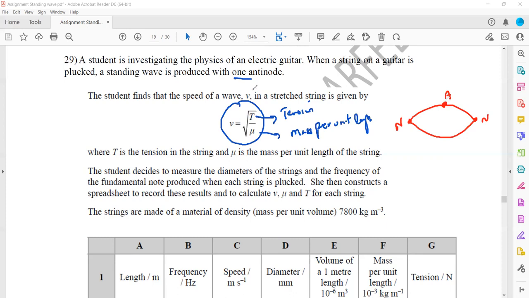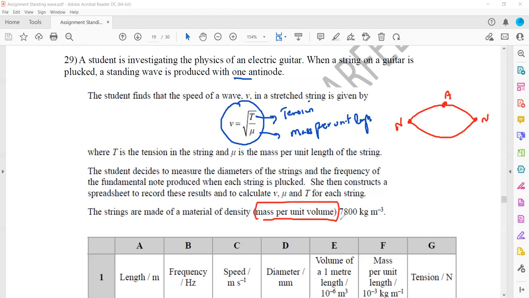The student finds that the speed of the wave in a stretched string is given by this formula, where T is the tension in the string and mu is the mass per unit length, as I mentioned. The student decided to measure the diameter of a string and the frequency of the fundamental mode. Fundamental mode means when it is vibrating in one loop, that is known as the first harmonic or fundamental frequency.